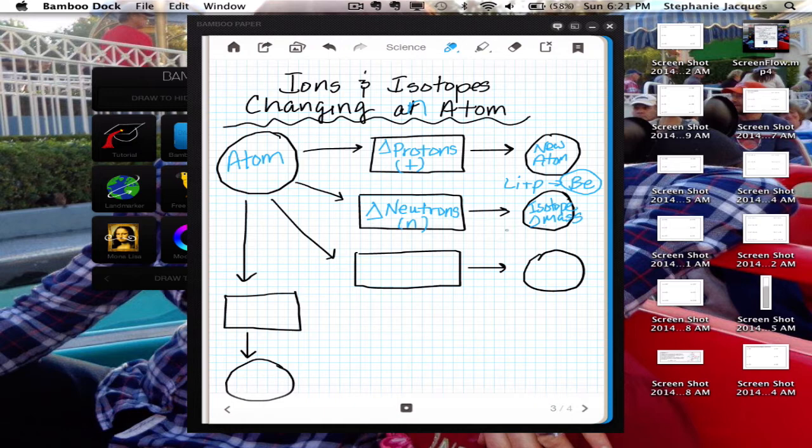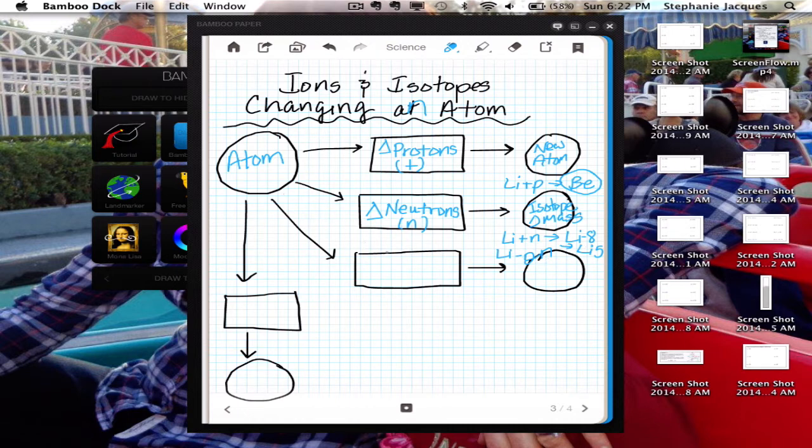So let's say we have lithium and we add a neutron. That's going to be called lithium-8. And then if we subtract two neutrons, we're going to get lithium-5. So lithium is originally 7, but if you add a neutron, it becomes lithium-8. And if you subtract 2 neutrons, it becomes lithium-5.